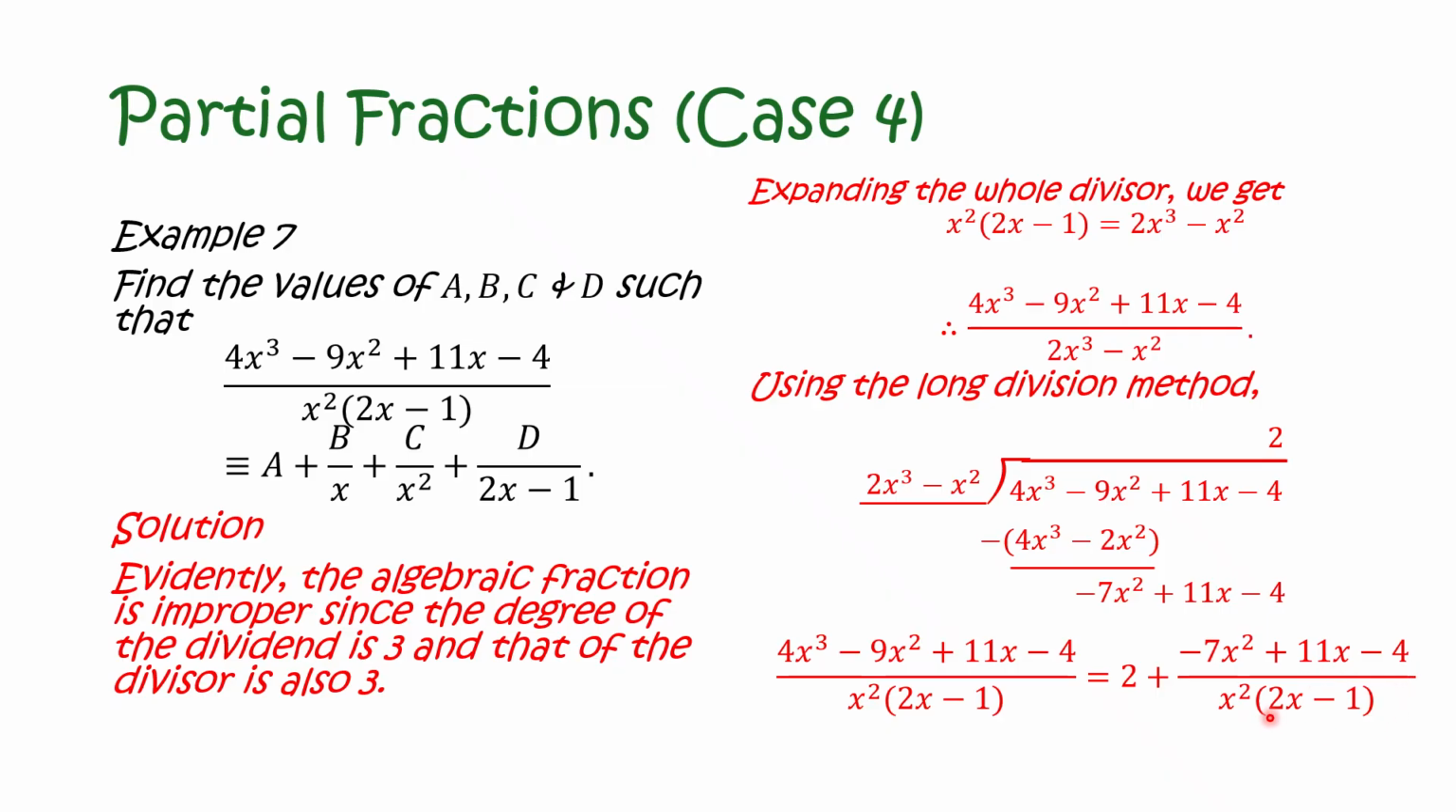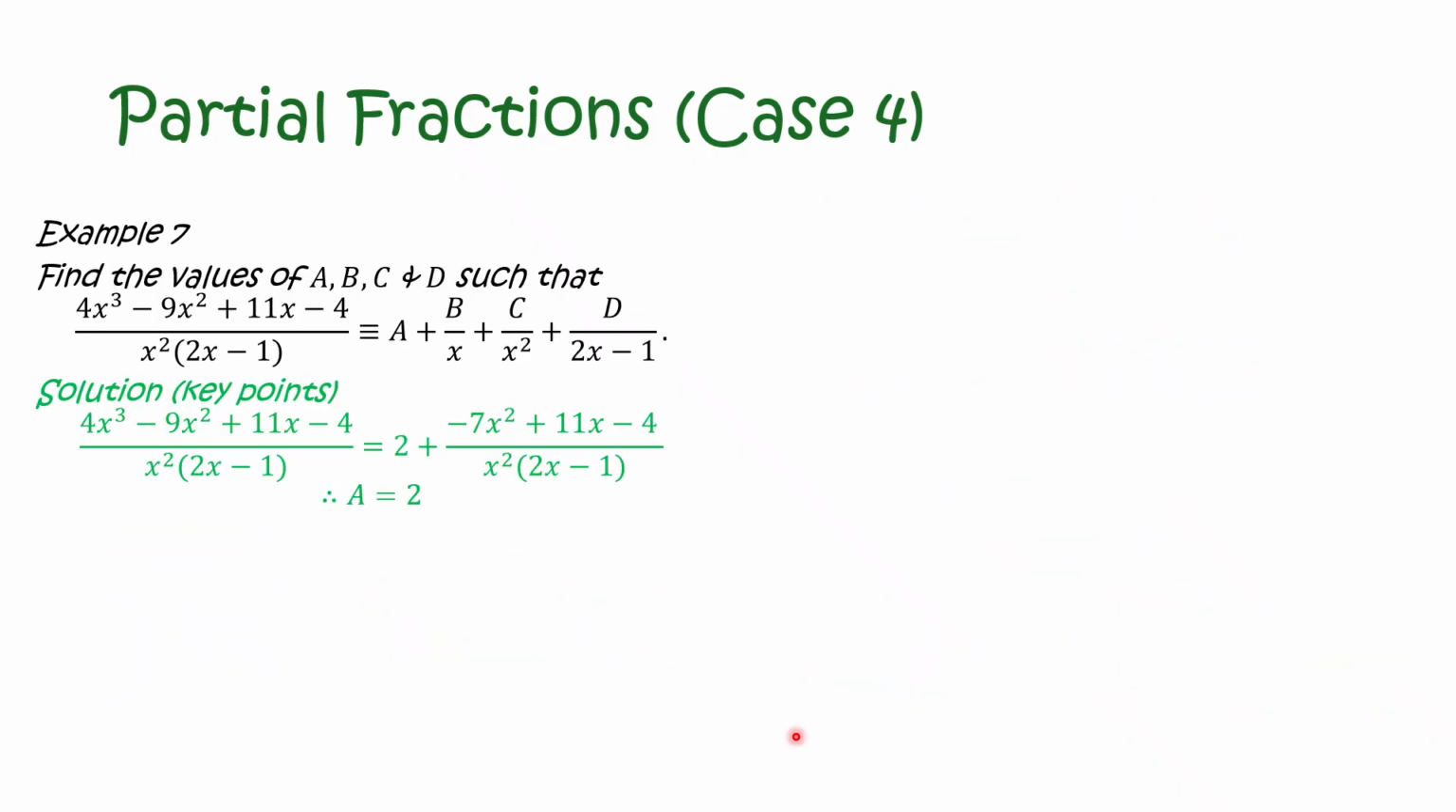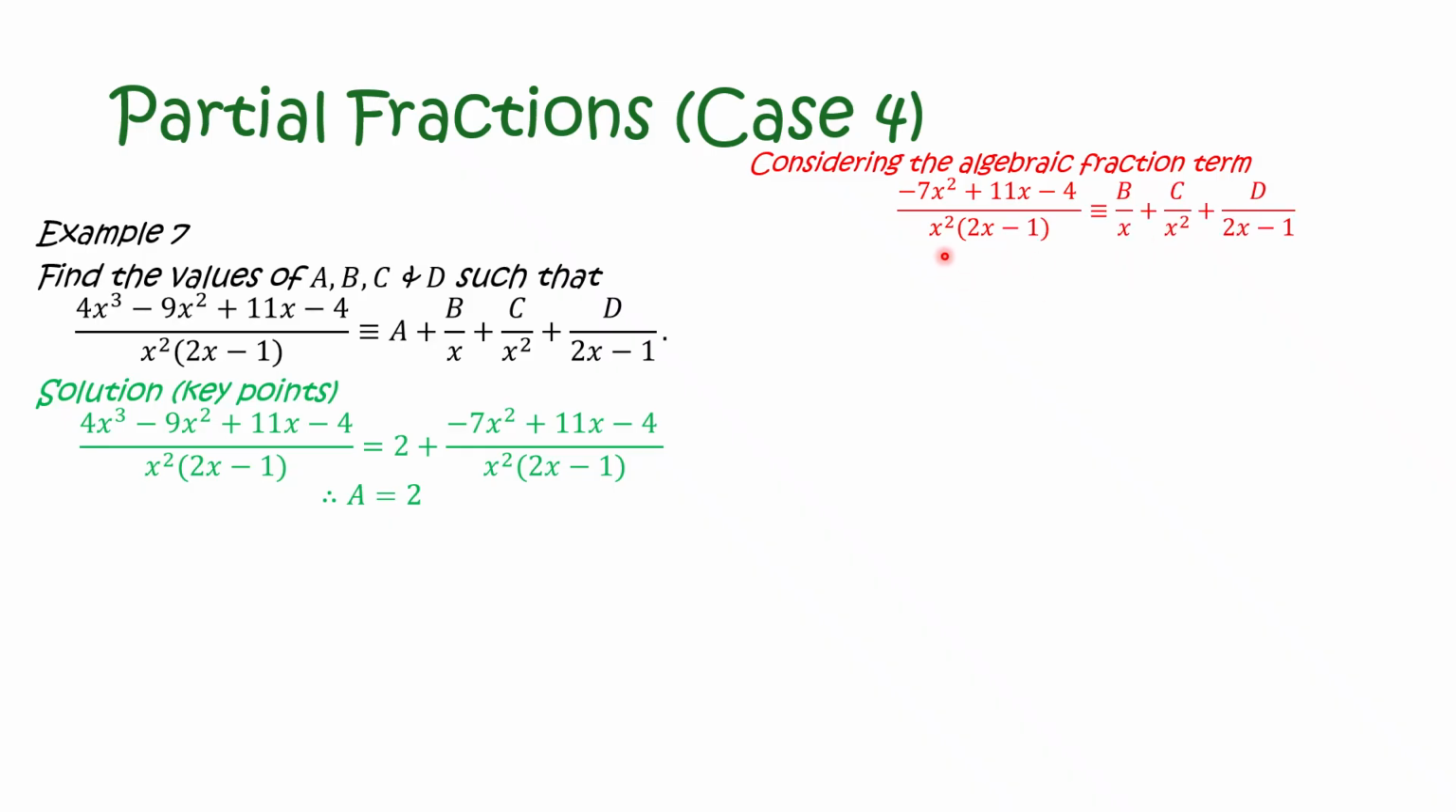So our question can actually be expressed as 2 plus minus 7x squared plus 11x minus 4 over x squared times 2x minus 1. Awesome. So we will keep the question and the key points. Remember, from the key points, our a in this case is equal to 2, according to the format given in the question. Great. So now we consider the algebraic fraction term, which is now a proper fraction, meaning that we can actually decompose this into partial fractions.